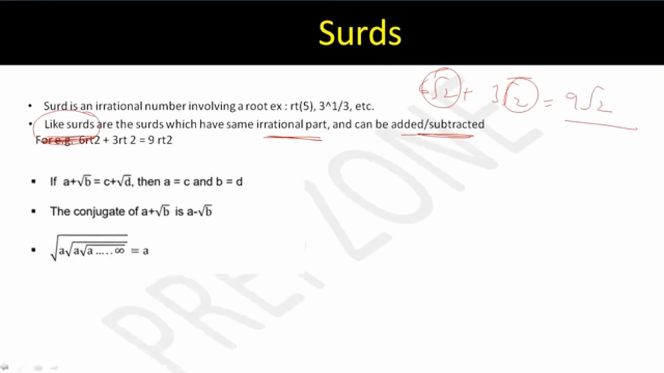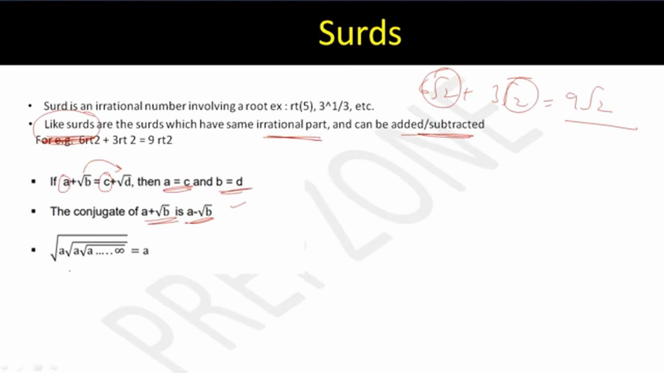The properties are: if a plus root b equals c plus root d, how do we solve this? The non-surd part, the rational part, which is a and c, has to be the same, and the irrational part root b should equal root d. Hence b should equal d. The conjugate of a plus root b is a minus root b, just the sign changes. The same applies to a plus iota b. If it's a complex number, the conjugate of a plus iota b is a minus iota b.